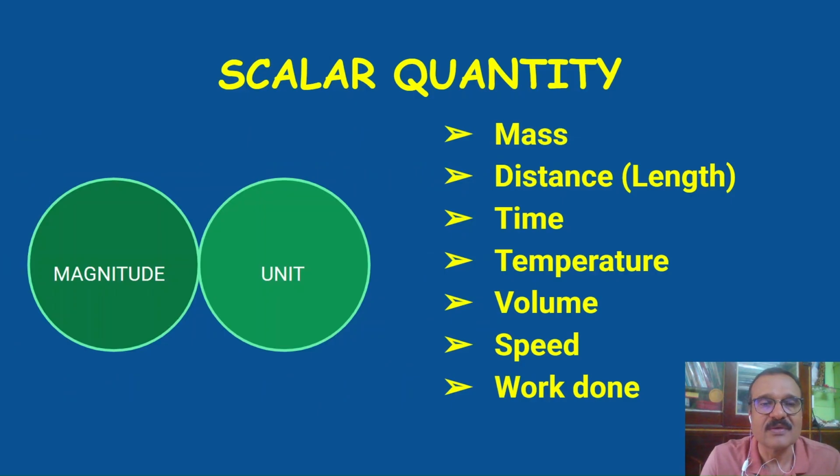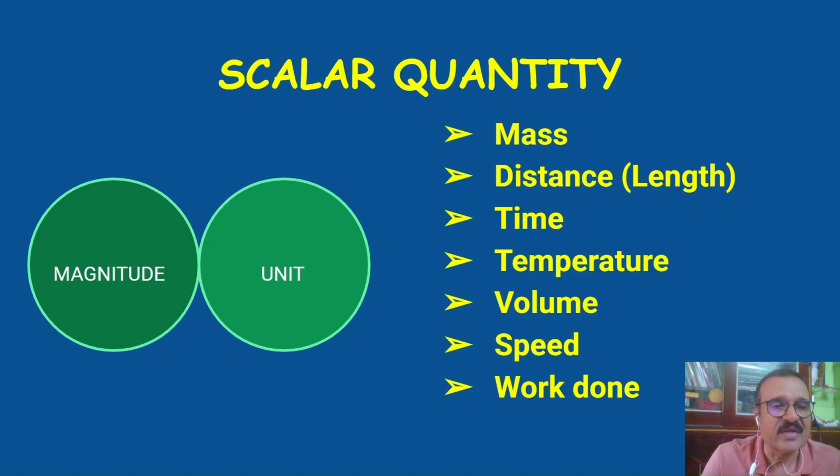As discussed in the earlier video, scalar quantity is a type of physical quantity. Its another class is vector quantity. But in this video, we will discuss only the scalar quantities. A quantity which is completely described or fully explained by its magnitude and unit is known as scalar quantity.